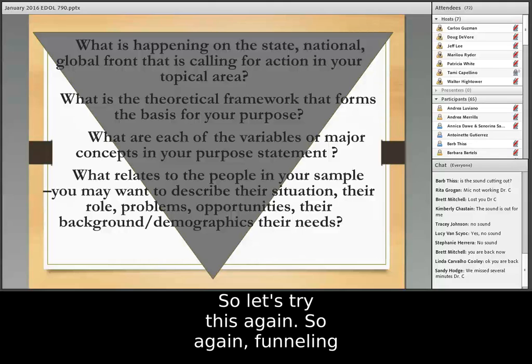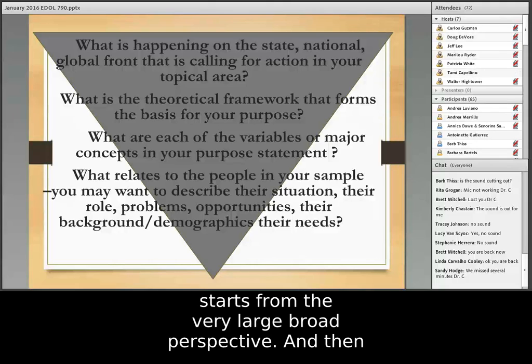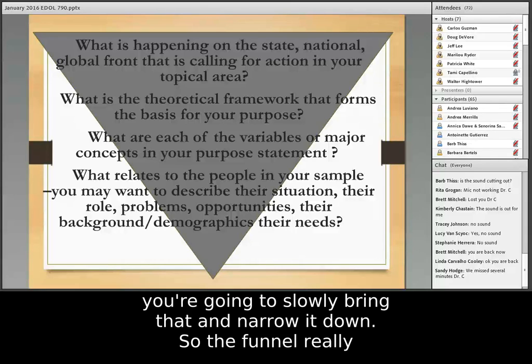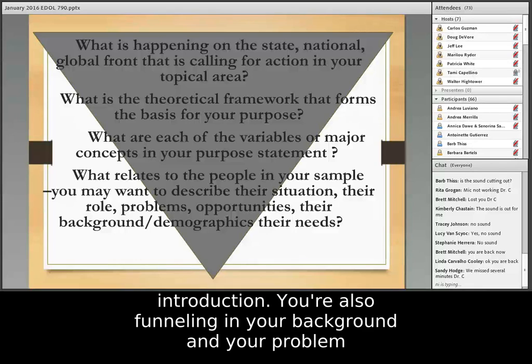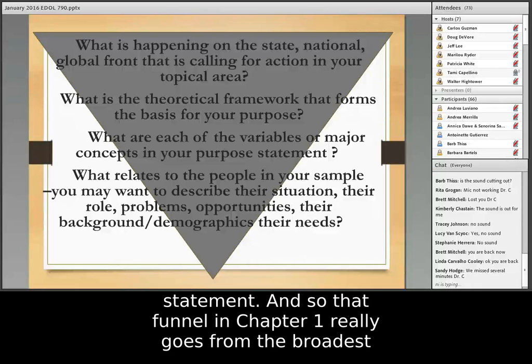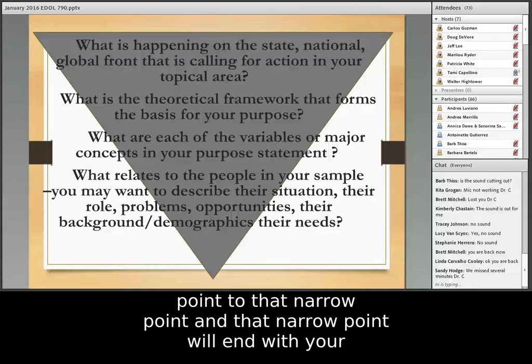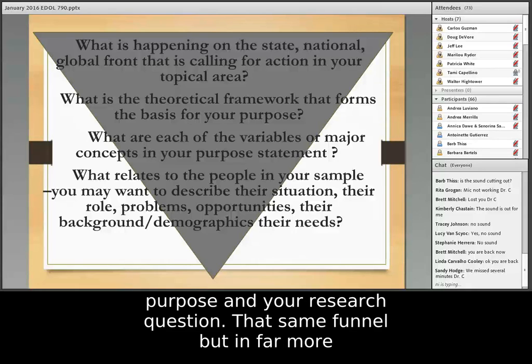So again, funneling starts from the very large, broad perspective, and then you're going to slowly narrow it down. The funnel really does start at your introduction, and so you're funneling throughout your introduction. You're also funneling in your background and your problem statement. That funnel in Chapter 1 goes from the broadest point to the narrow point, and that narrow point will end with your purpose and your research questions.